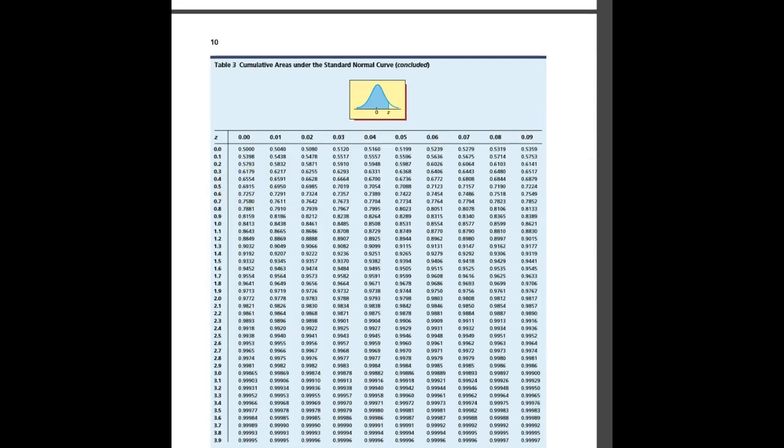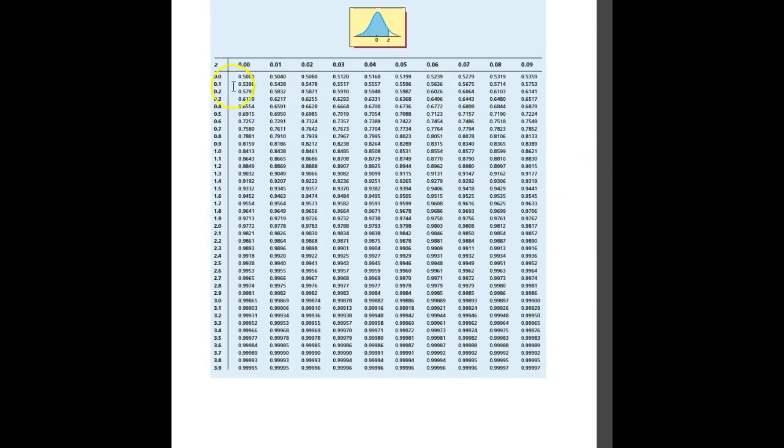Conversely, on the right-hand side, looking over here, we have 3.1 here. That means for this line in here, we're 3.1 standard deviations away from the mean. Okay, that's what the z-score stands for.